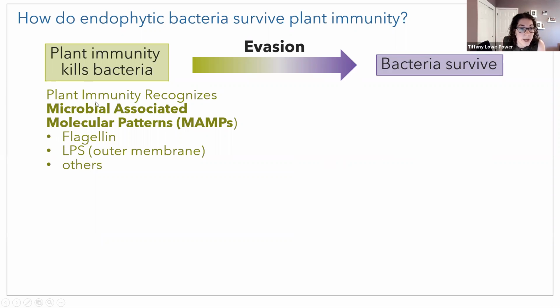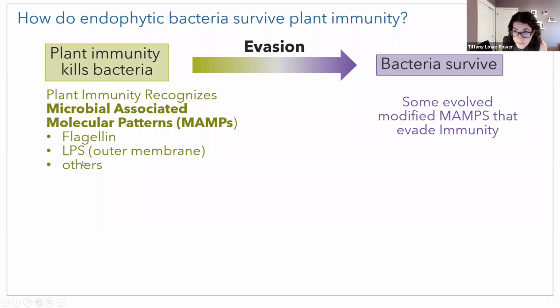But plant cells are able to recognize a lot of components of bacteria. Some of those components we learned about earlier: the flagellin, the lipopolysaccharide that's on the gram-negative bacteria. Plants have receptors that can recognize these components. We call these components microbial associated molecular patterns, or MAMPs. They're just components of a bacterial cell that plants can recognize. So plants have receptors that bind those components.